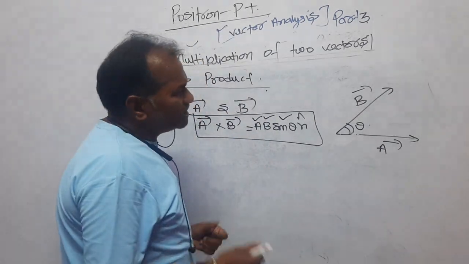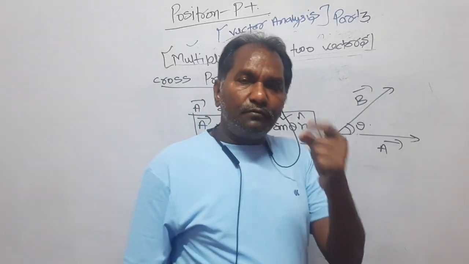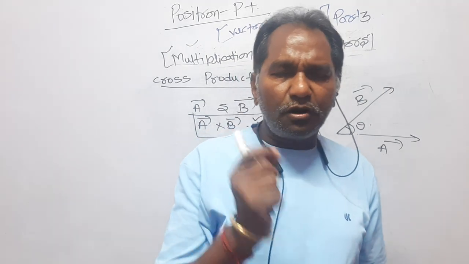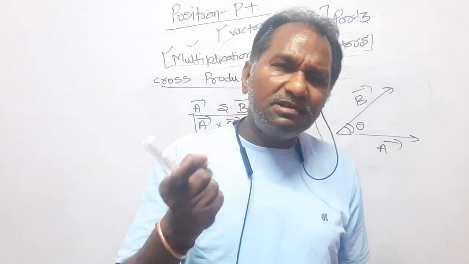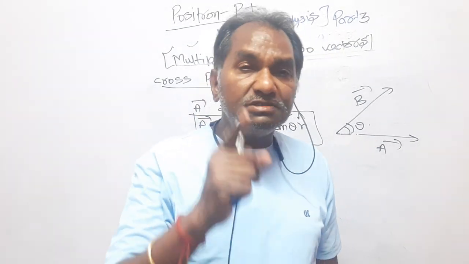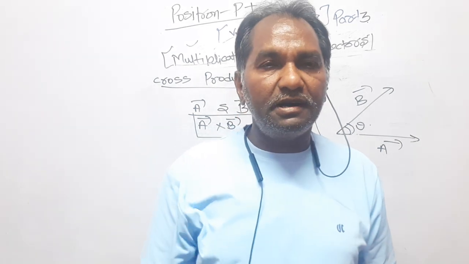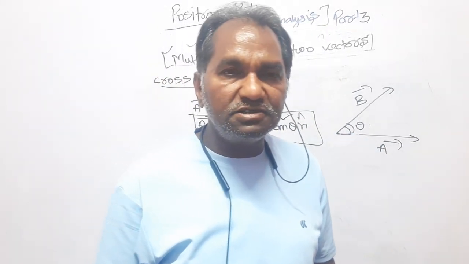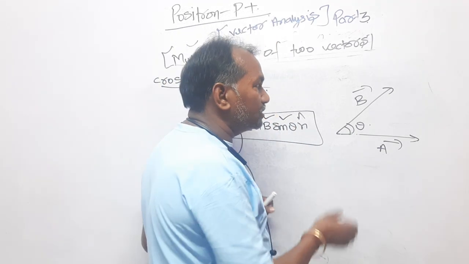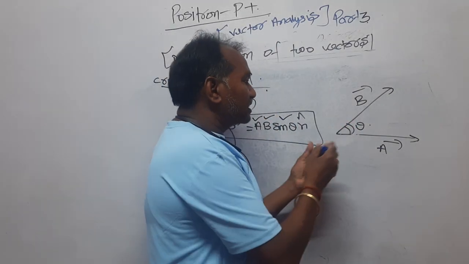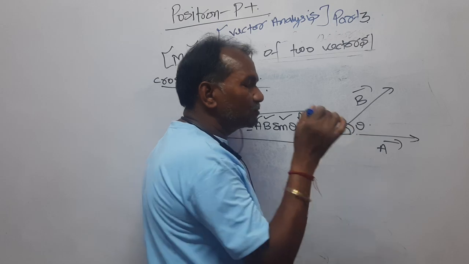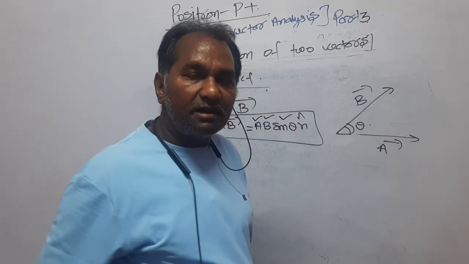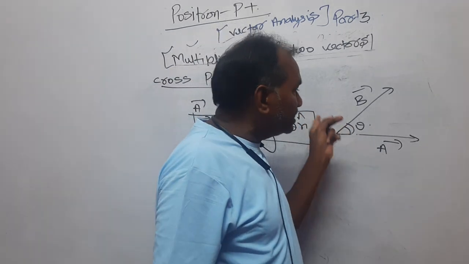So now, dear students, very interesting. When we were studying the dot product, A dot B is equal to B dot A. It means the dot product was commutative, right? But the cross product is not commutative. The direction of A cross B is normally outward, whereas the direction of B cross A is normally inward.